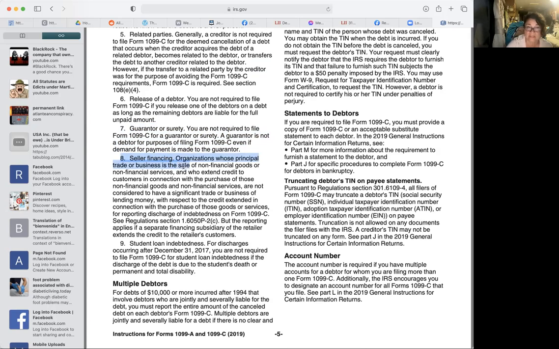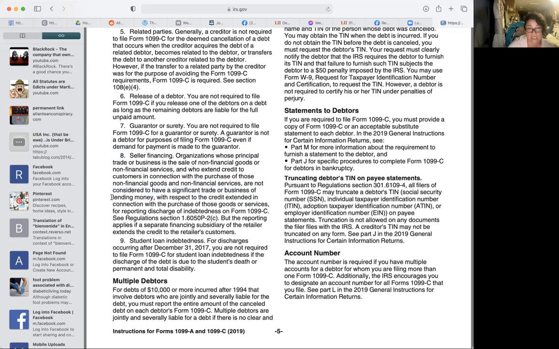Organizations whose principal trade or business is the sale of non-financial goods or non-financial services, and who extend credit to customers in connection with the purchase of those non-financial goods and non-financial services, like a car maybe, are not considered to have a significant trade or business of lending money. But they do. With respect to the credit extended in connection with the purchase of those goods or services for reporting discharge of indebtedness on Form 1099-C, see regulations 1.6050P-2C. But the reporting applies if a separate financing subsidiary of the retailer extends the credit to the retailer's customers.